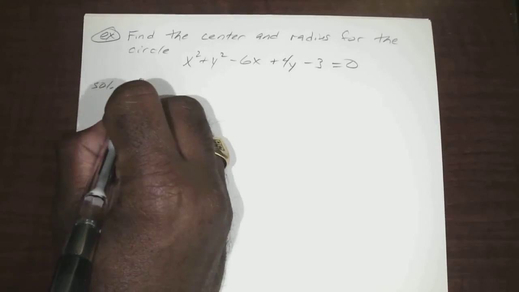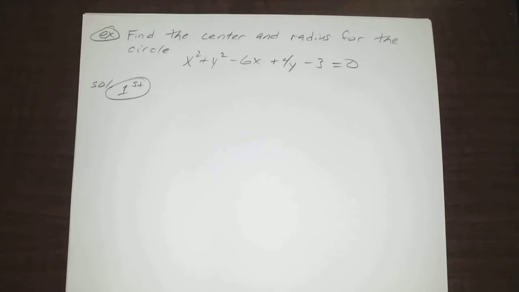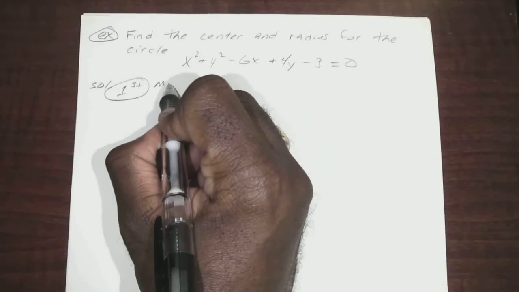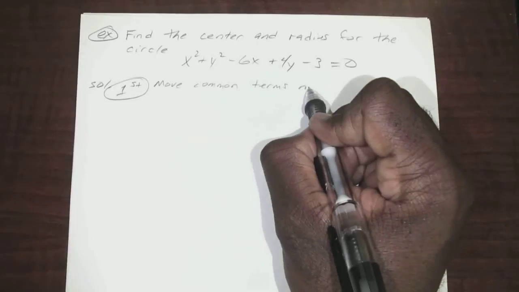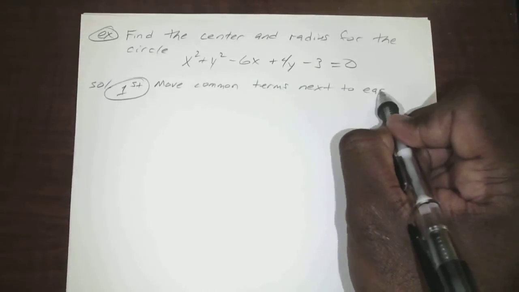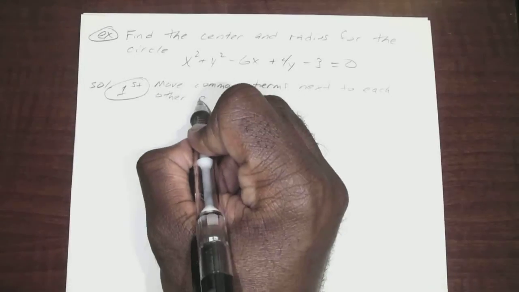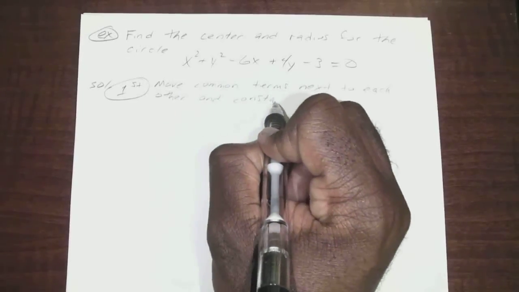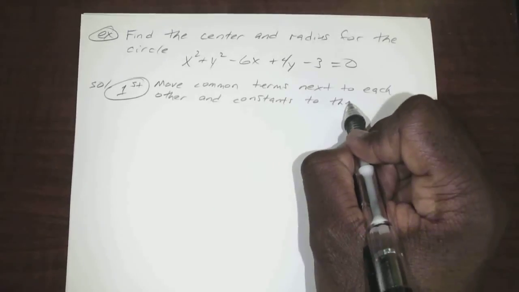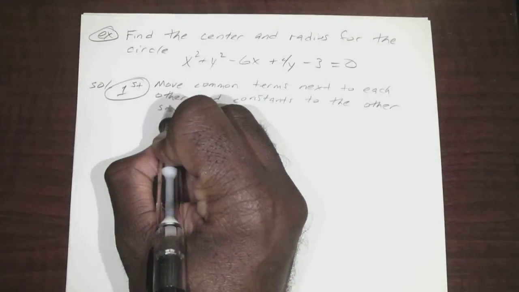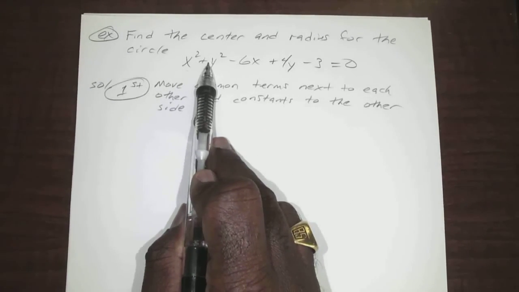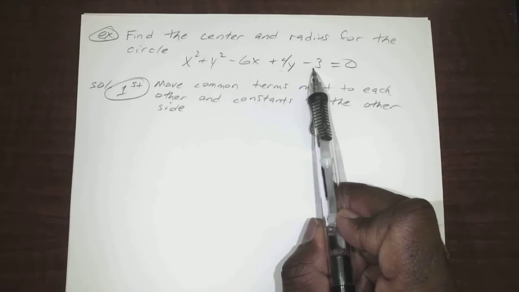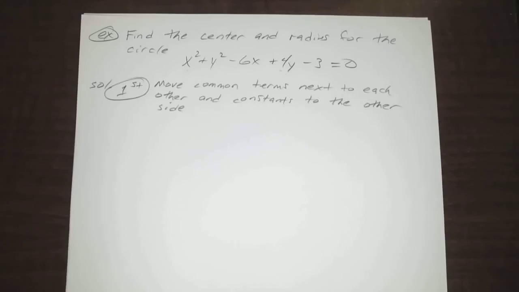Okay, so your very first step, you want to put all like terms next to each other and move any constants to the other side. Okay, so that means your x squared, you want that next to your negative 6x. Your y squared, you want that next to your 4y. And that 3, we're just going to add 3 to both sides, move it right on over.